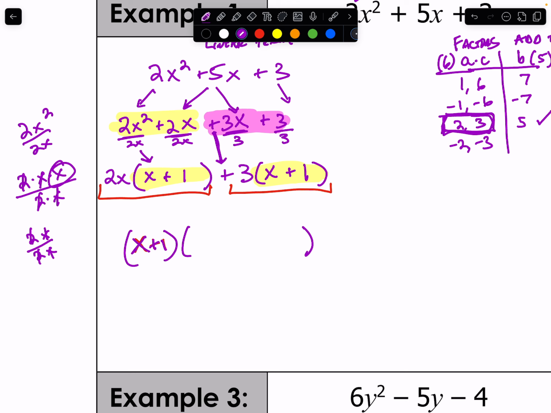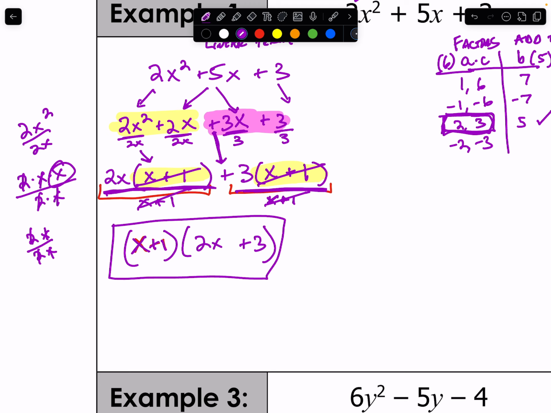I do it the same way. I'm going to take the common factor and divide it out of the first part to get my leftovers. And I'm going to divide this part by the common factor as well. So I'm just doing common factor again. Here, these divide out, and I get 2x. Here, the common factors divide out, and I get plus 3. That is our answer. It is now factored because it's multiplication. And that's how you're going to do a trinomial where a is not 1.